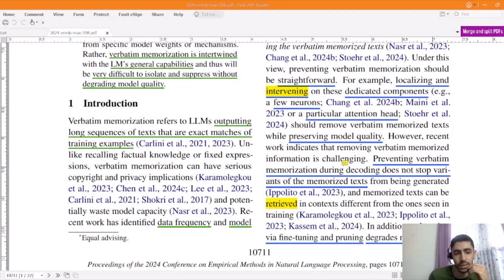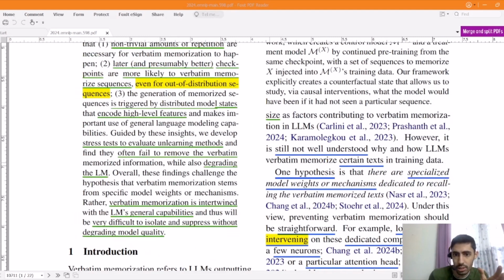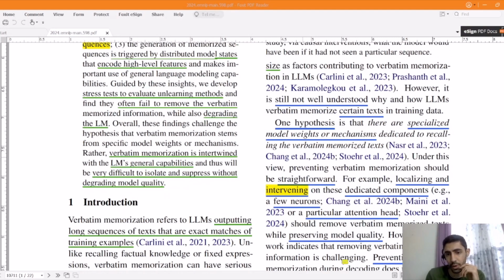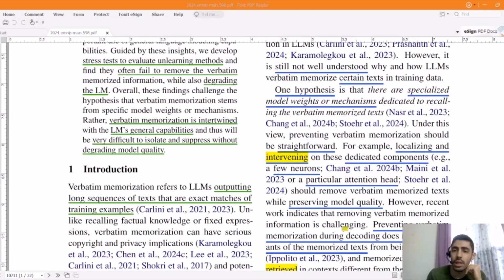So recent work has identified data frequency, meaning how many times the data is repeated, and model quality and model size, meaning how many neurons we have in the model and how many attention heads our attention model has, as factors contributing to verbatim memorization in LLMs. However, it is still not well understood why and how LLMs memorize certain text in the training data.